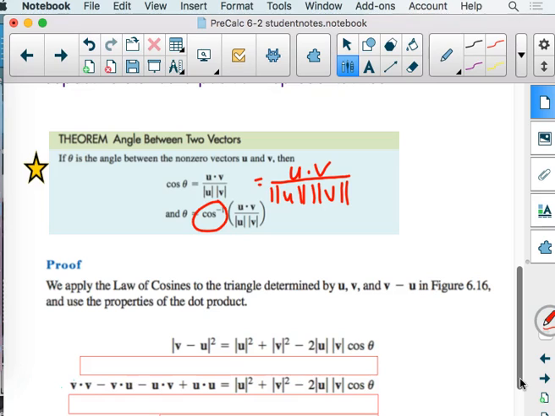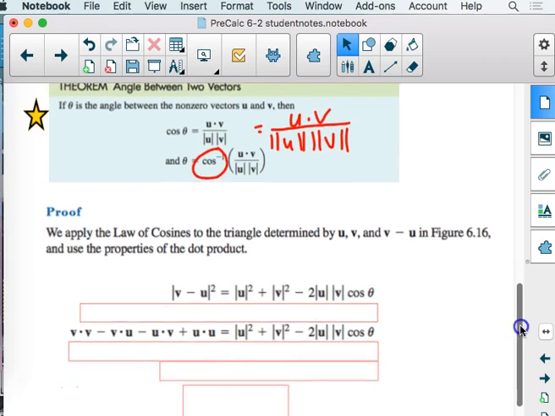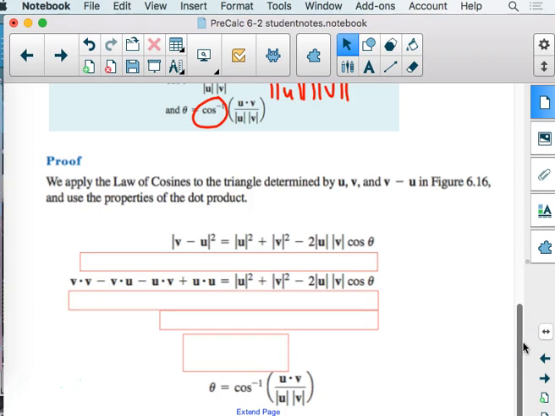Now there's a proof of this, and it's a good review because it comes from the law of cosines. So I'm just going to walk you through it here and how it works. We apply the law of cosines to the triangle determined by the two vectors u, v, and v minus u in the figure that we had above. So take a look at this: v minus u, that quantity squared, equals magnitude of u squared plus magnitude of v squared minus 2 magnitude of u, magnitude of v, cosine theta. All right, so where to go from there?